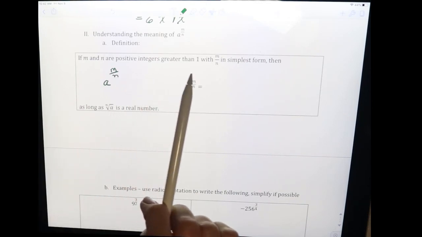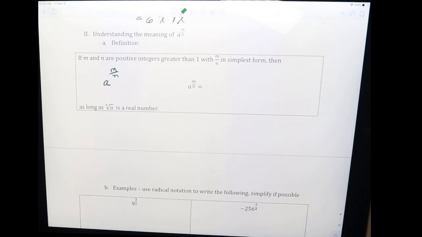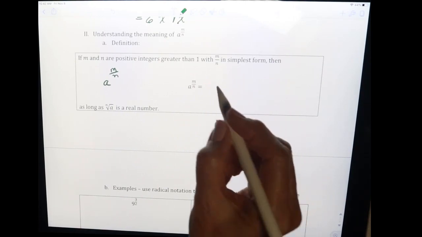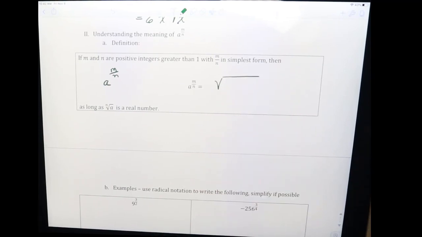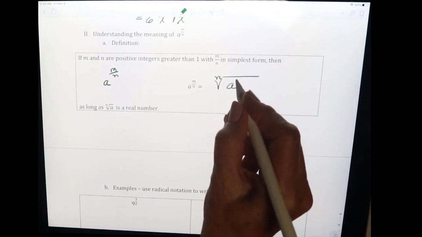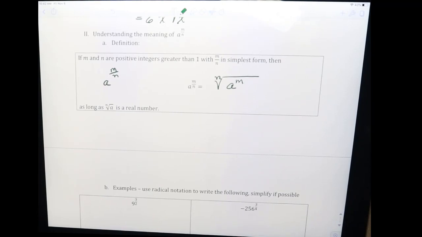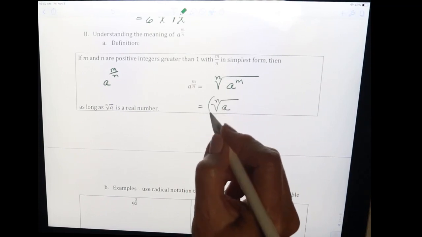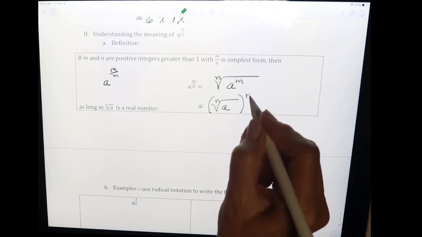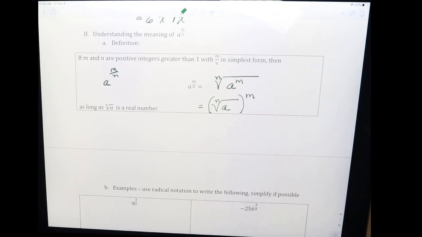So if we're working with positive integers greater than 1, and we want to put this in simplest form, then what we're doing now is we're going to put the radical notation out here. The n, again, the denominator, becomes the index, and under here we have the base raised to the power. In reality, the way you're going to see me work these is you'll see me taking the root first, and then you'll see me raising to the power after I've taken the root. It just makes the arithmetic a little bit easier to work with the index part first and then go with the power later.